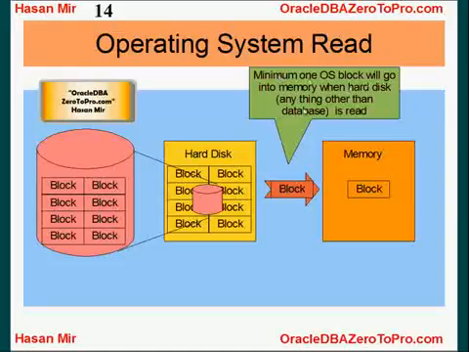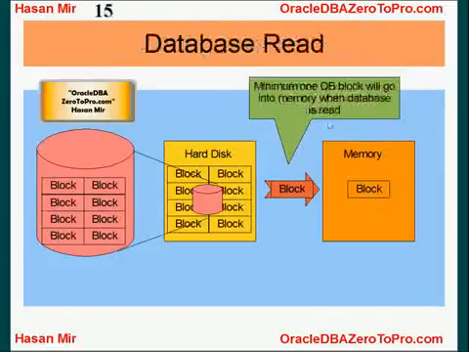Minimum one operating system block will go into the memory when hard disk is read. But when database is read, which is nothing but files on the hard disk, the database instance running in the memory will read the database. So when database is read, minimum one DB block will travel from hard disk into memory. So one DB block could be equal to one operating system block, or could be equal to two operating system blocks, or could be equal to three operating system blocks. Who's requesting this information? Database program in the memory. And now database program in the memory can request the operating system to send either one OS block or two OS blocks or three OS blocks. So if one DB block is equal to three OS blocks, that can easily be handled. Okay, but you can't request one half OS block as one DB block.